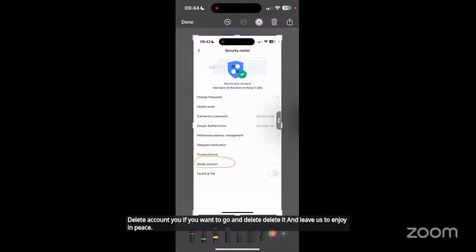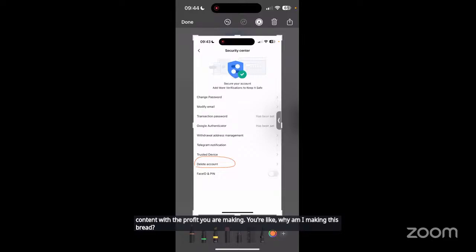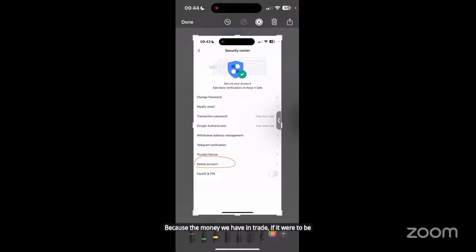So, this beautiful application that you don't have to give your capital to anybody, you have control over your capital, you make profit, and you are not content with the profit you are making, you're like, why am I making this? But please delete your account and leave. Okay, some of us we appreciate it, because the money we have in trade, if it were lying in the bank, we wouldn't have even made 2% the whole year on it. So if you are making 0.5% every day on Royalq, we like it, we love it.